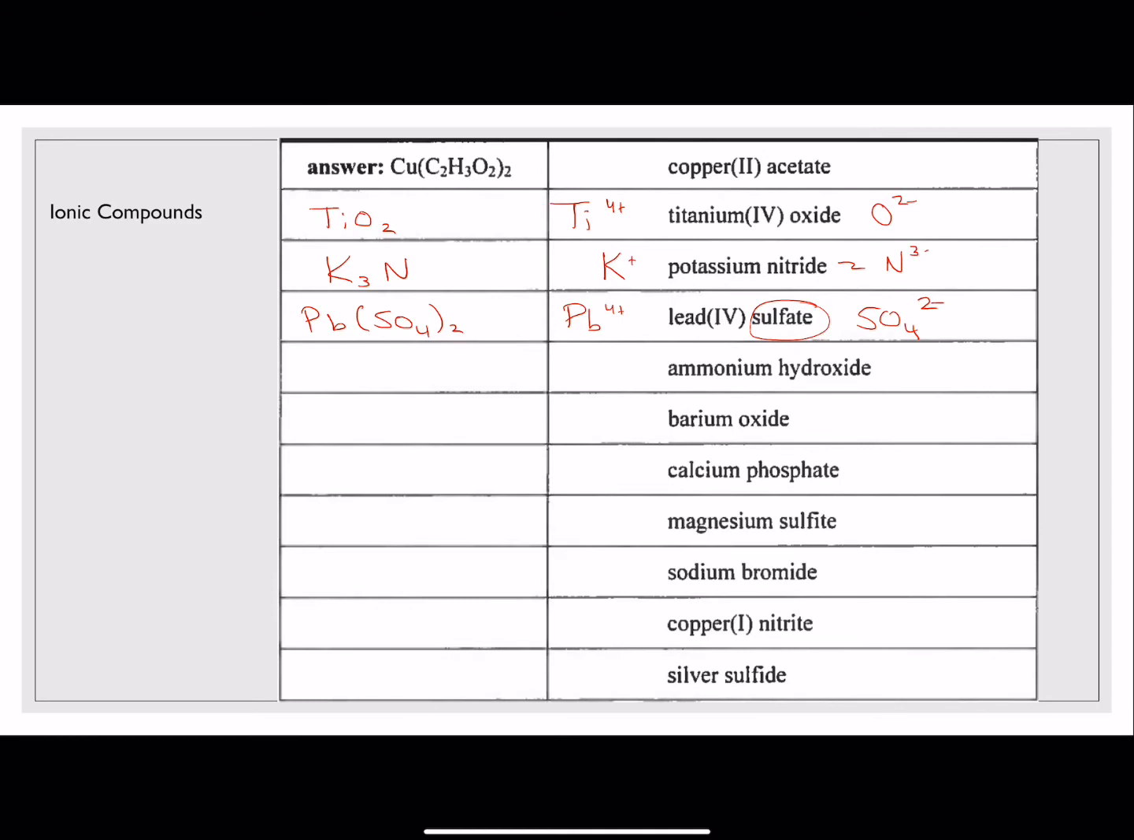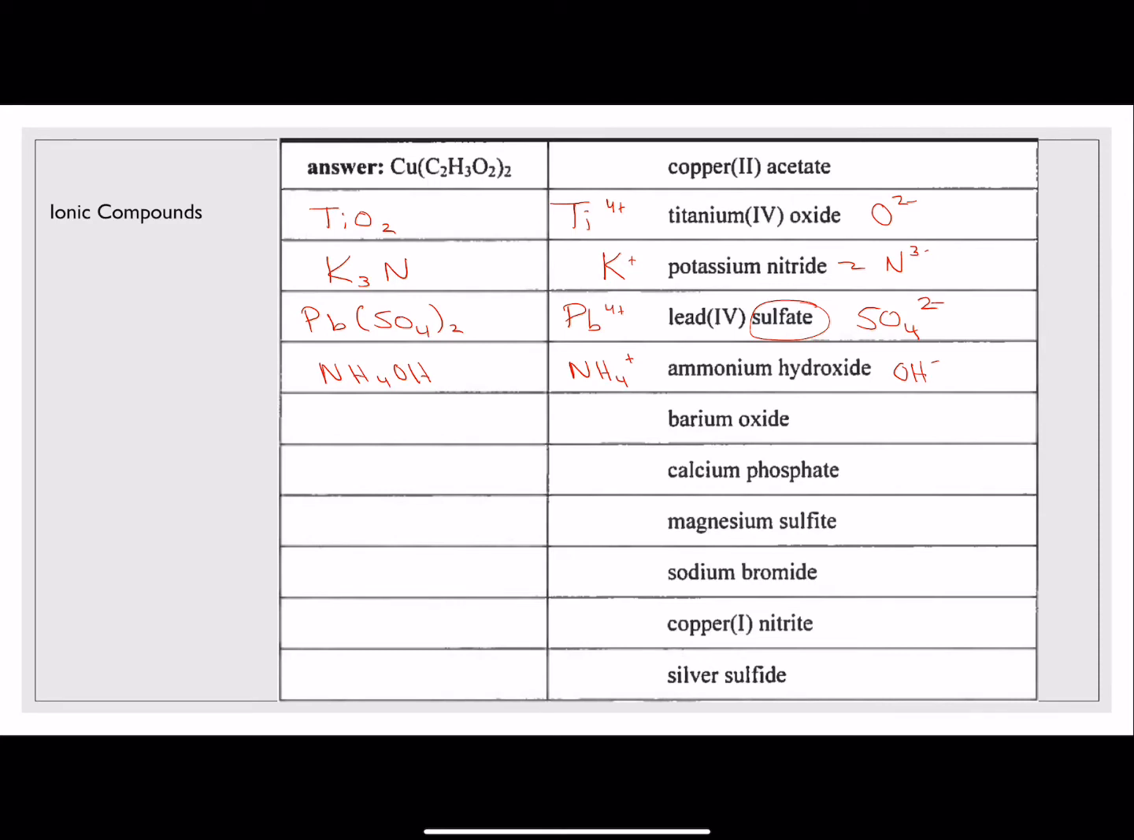The next one is ammonium hydroxide. There's 2 polyatomic ions in this compound. The first one is the ammonium ion, which has a +1 charge. The second one is hydroxide, which is OH minus, which has a -1 charge. So +1 and -1, they're going to come together in a 1-to-1 ratio to give us NH4OH.